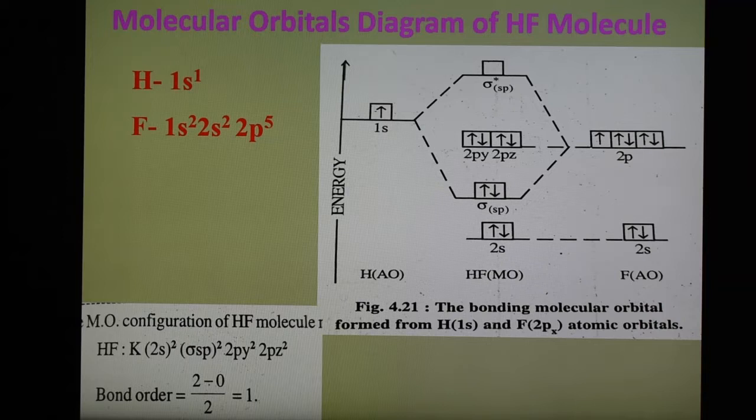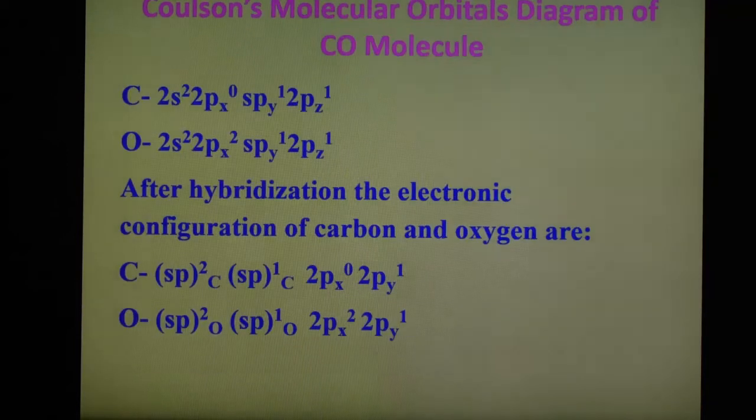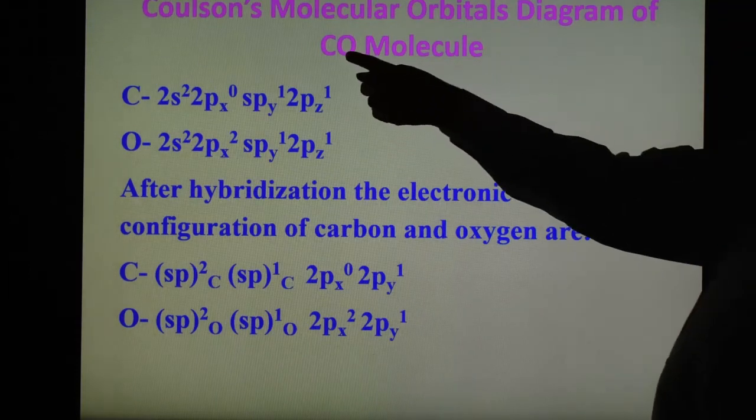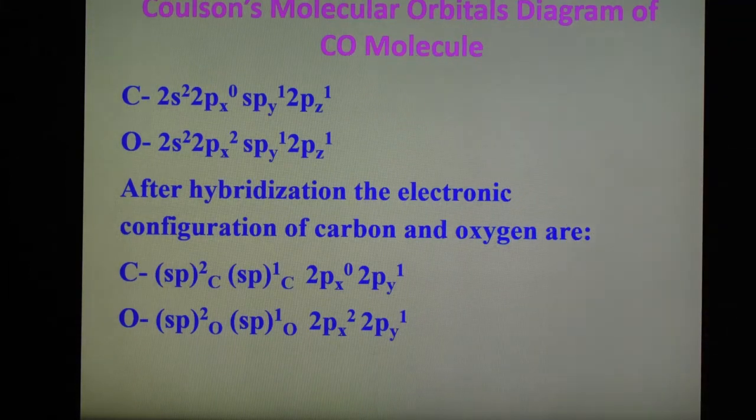And now the second molecular energy level diagram we are going to see is for carbon monoxide, CO. This MO diagram for the CO molecule is given by Coulson. Coulson is the name of the scientist. He has given the molecular orbital diagram for the CO molecule, therefore it is known as the Coulson MO diagram for the carbon monoxide molecule.